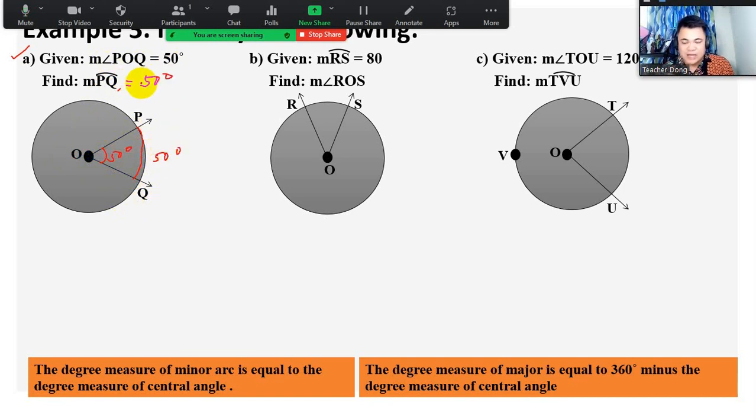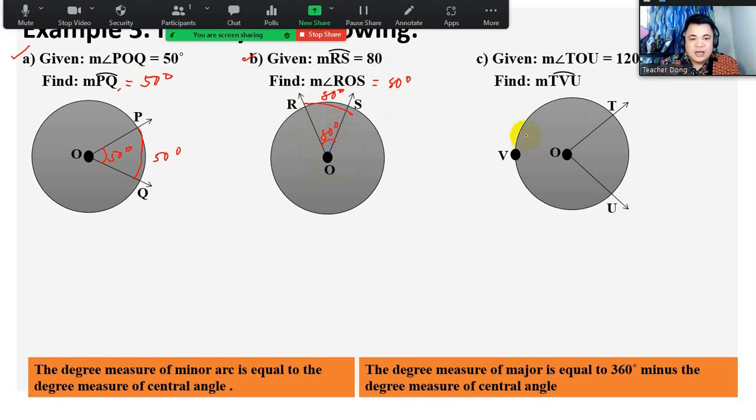Hope you can follow. And then letter B, given the measurement of RS, which is 80 degrees, find the measurement of angle ROS, this one. So the CAIA postulate says that they are congruent. So therefore, this also measures 80 degrees.